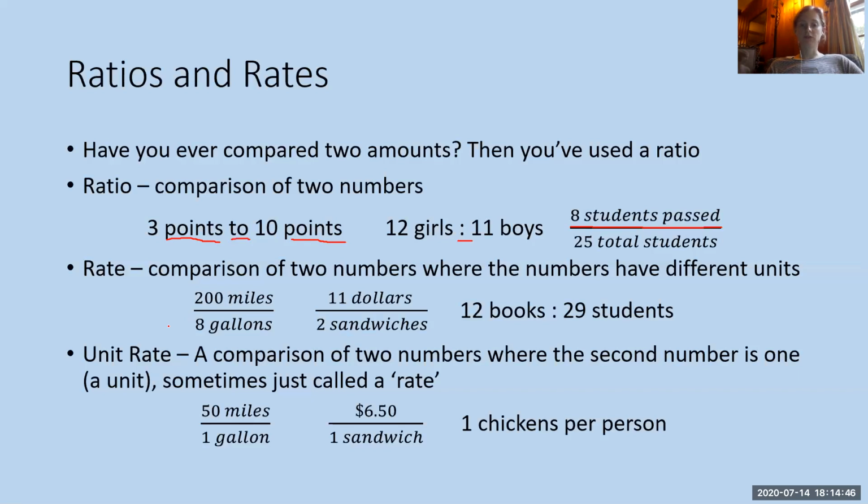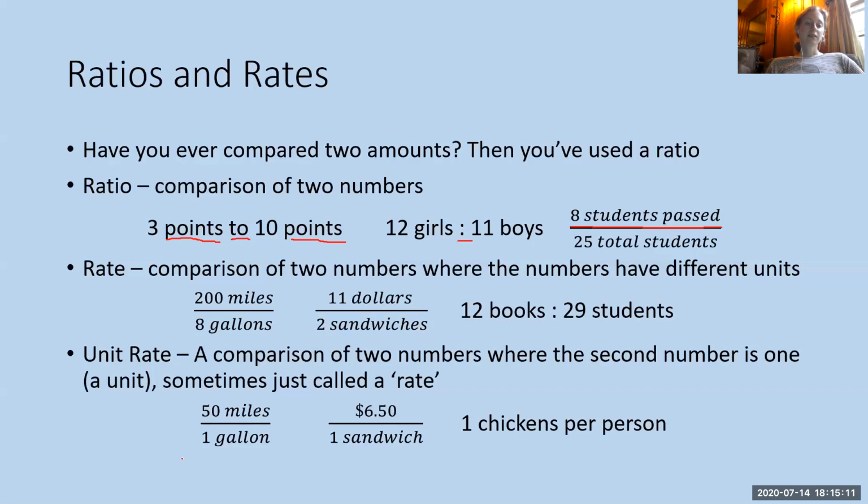So again, just a few examples here. We have 200 miles to 8 gallons. So comparing miles and gallons, those are different types of things, different units. $11 for 2 sandwiches, comparing dollars and number of sandwiches. 12 books to 29 students, comparing number of books and number of students. Those are different types of things, different units of measurement.